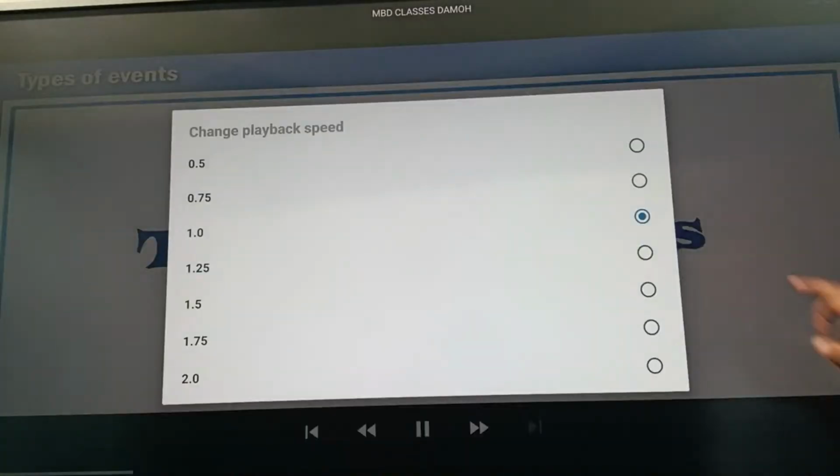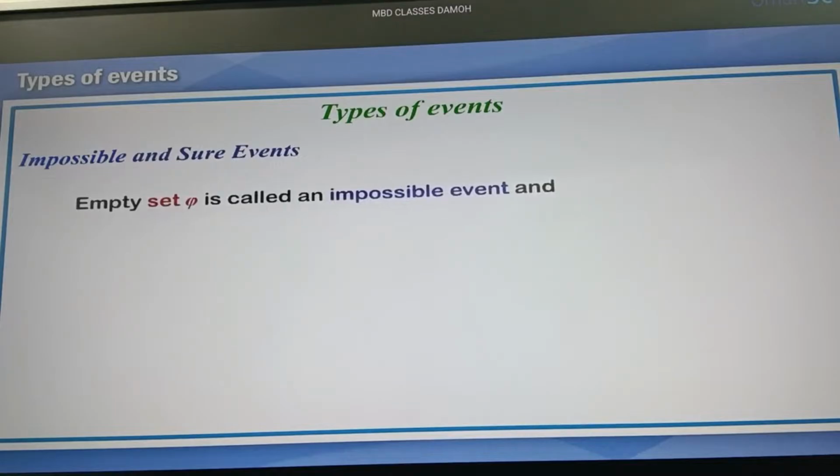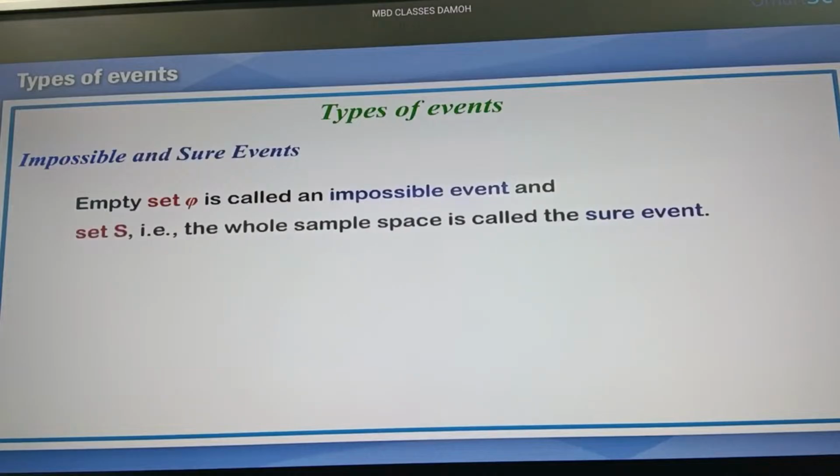Now, types of events. In this module, we will learn about types of an event. First type of events that we will study is impossible and sure events. Empty set phi is called an impossible event and set S, that is, the whole sample space is called the sure event.